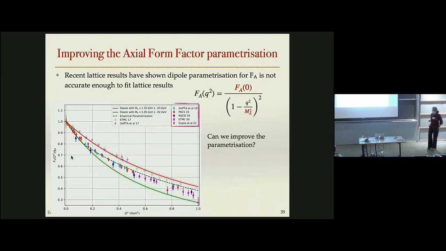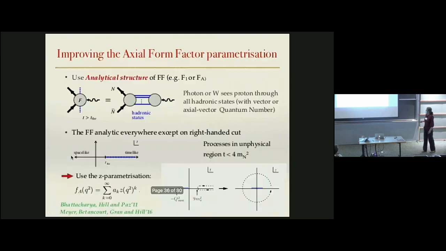Okay, now the second question I would like to address in my talk is, can I improve the axial form factor parametrization? So you remember that recent lattice results have shown that this dipole parametrization, which was just allowing to vary two parameters, the form factor at zero momentum transfer and the axial mass, is not accurate enough to fit the lattice results. We need more parameters. This parametrization is over-constrained. Can we improve this parametrization?